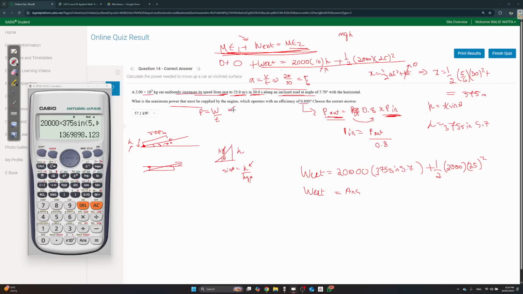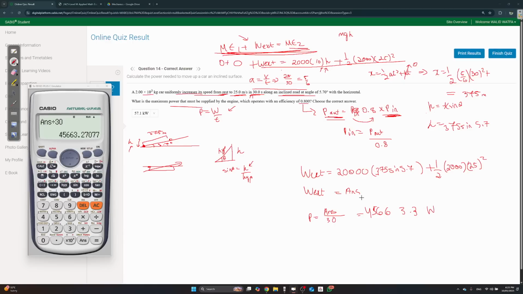Okay, so the power is this work divided by the time. So the power, what we're trying to find, is this answer divided by the time, which is 30 seconds, right? And you're going to get 45663.27 kilowatts. 45663.2, let's just say 0.3 watts, right?